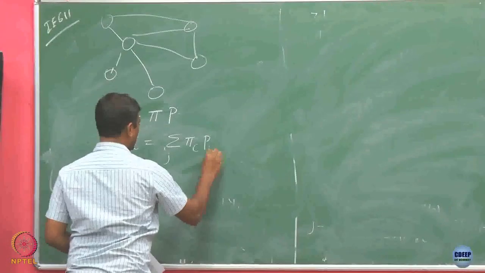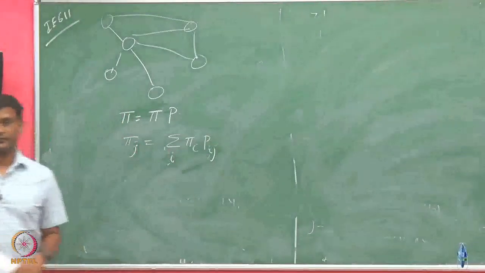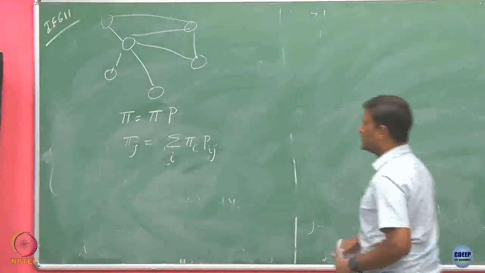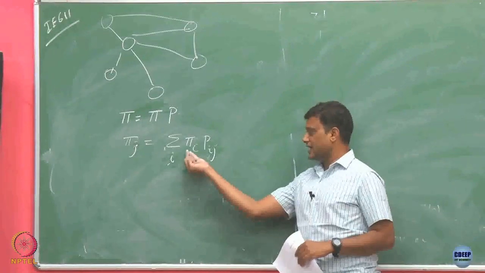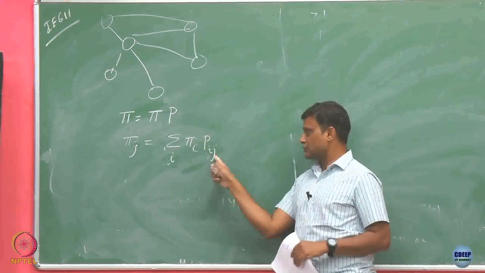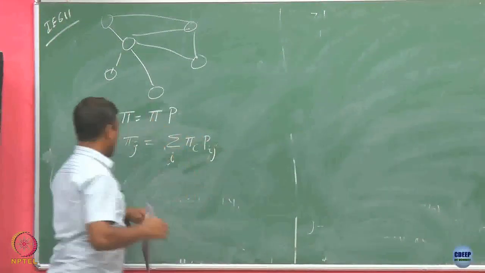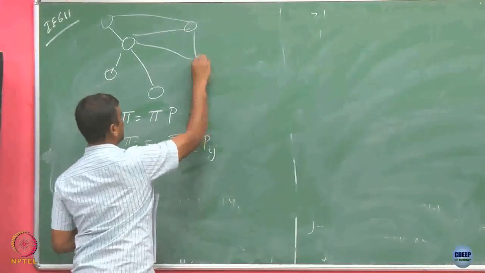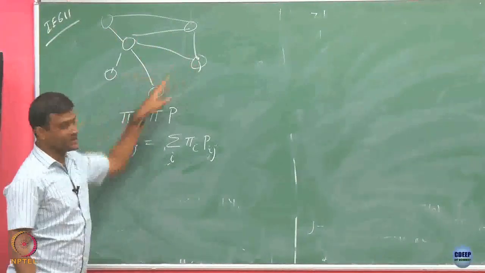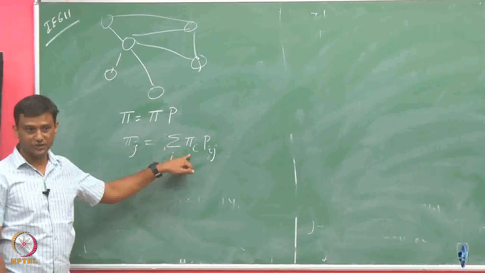So this is going to be ij, then this is going to be j, right? So pi j equals summation pi i pi ij. Here it is telling how many pages are linking to me, right? I am interested in a particular j, let's say. Now this is telling how many of them are connecting to me, that is captured by this p, and then pi is going to give me the associated weight.